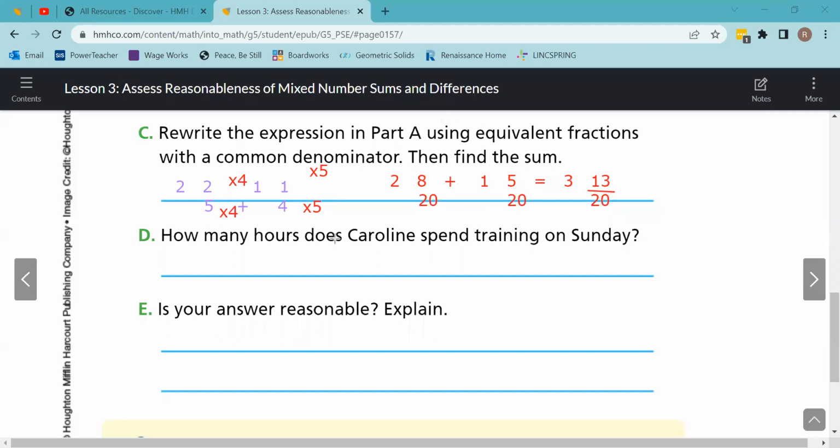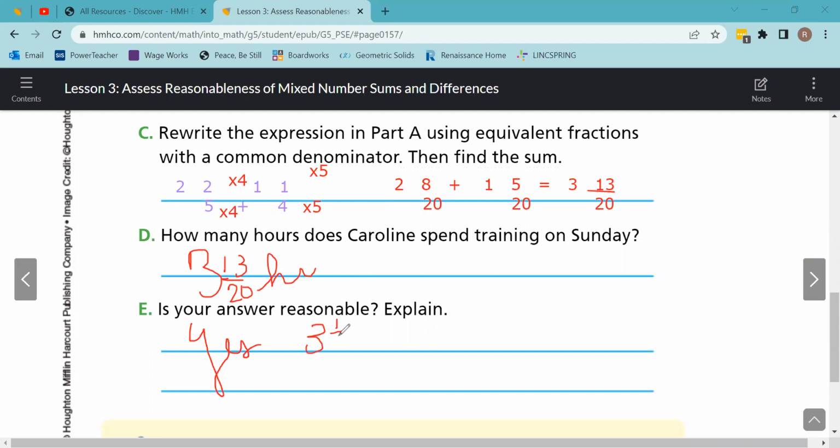Okay, how many hours does Caroline spend training on Sunday? 3 and 13/20ths of an hour. So roughly 3.5 hours, right? Is your answer reasonable? Yes, because 3.5 is close to, I'm going to put the squiggly equal sign there, 3 and 13/20ths, because half of 20 would be 10. So it's actually a little more than 3.5. So that's just our quick explanation there.